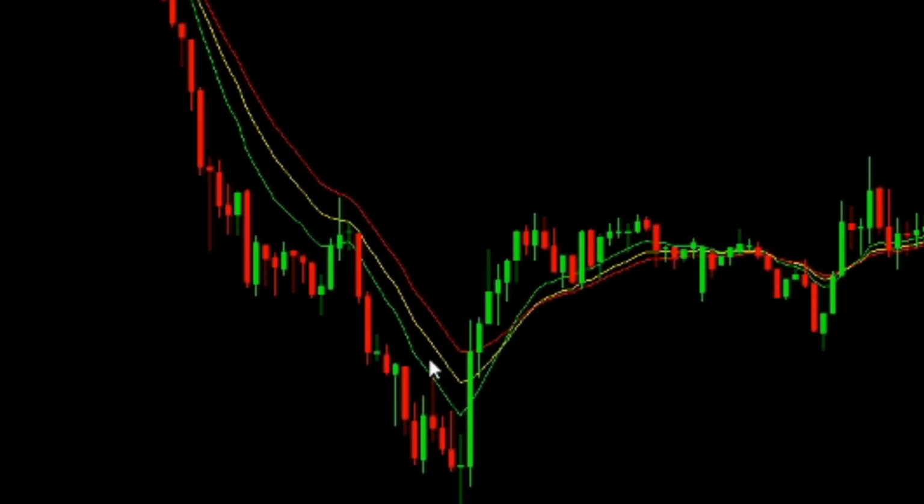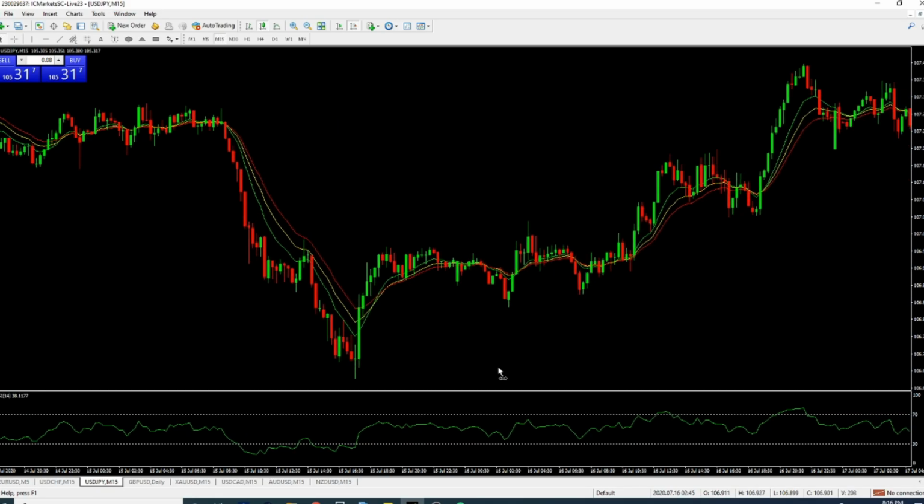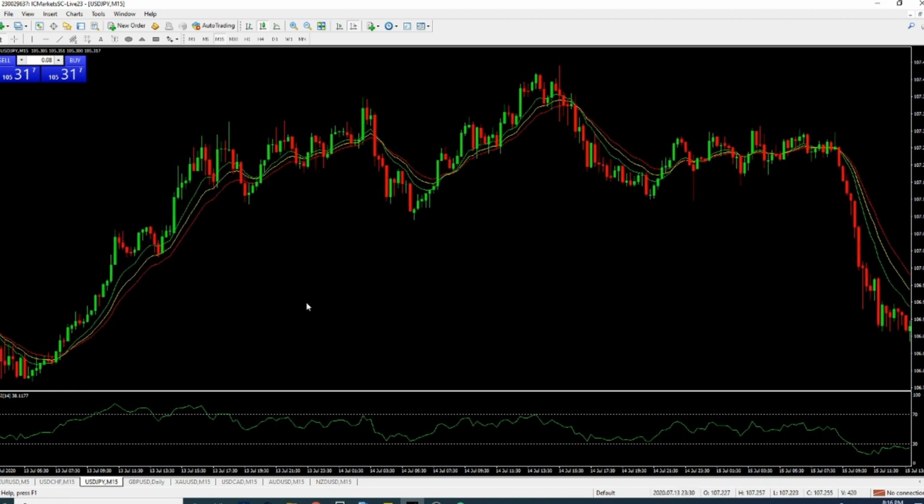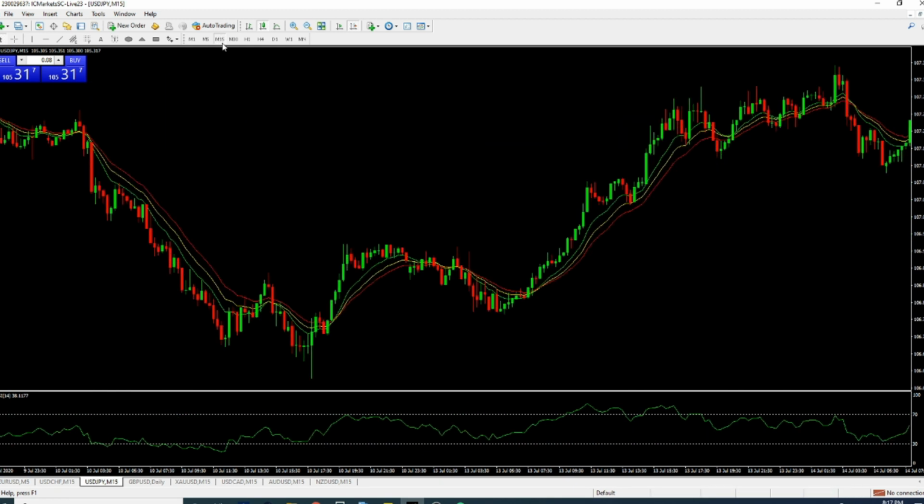So why red? You can use any colors that are significant to you. Why I'm using this one? Because this is normally the color of the stoplight, so it's easier for me to remember 10, 15, 20. By the way, I'm going to use the 15-minute chart, 15-minute time frame, but you can use any time frame that you want.